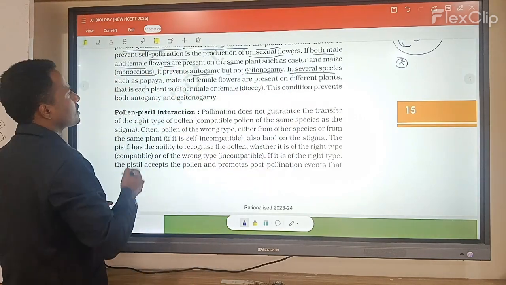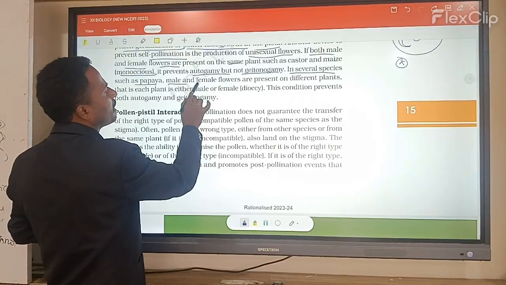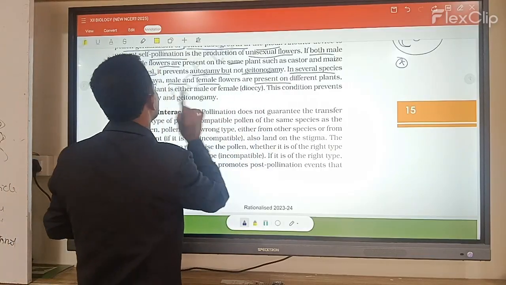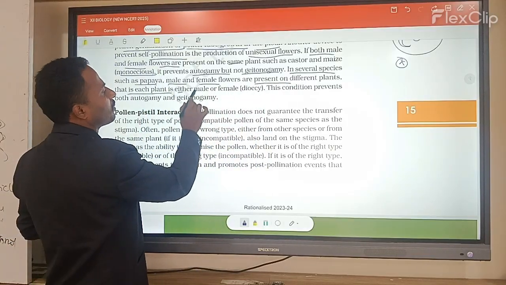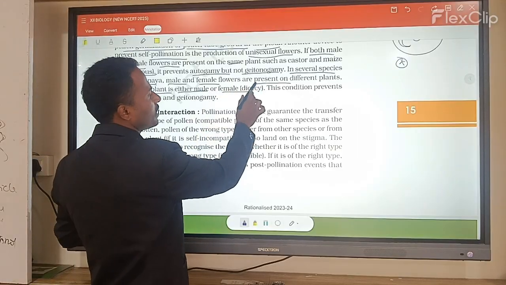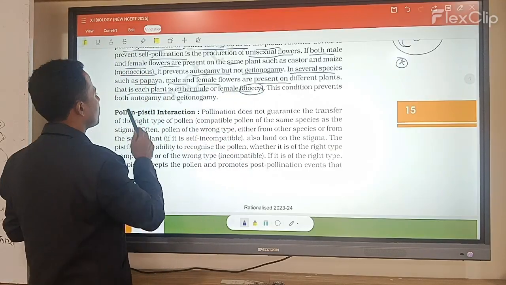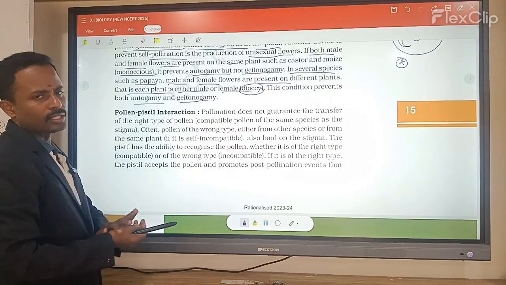In several species, like papaya, male and female flowers are present on different plants, either male separate and female separate. That is a dioecious condition. This condition prevents both autogamy and geitonogamy.